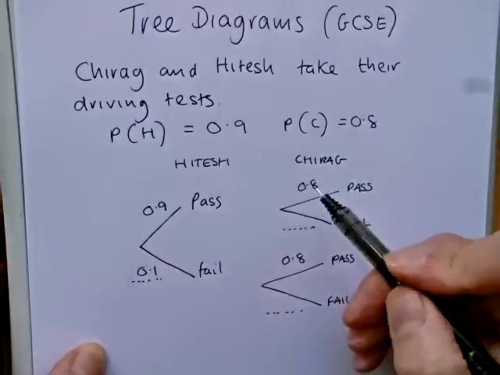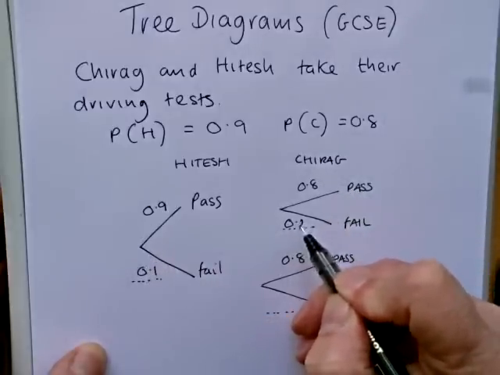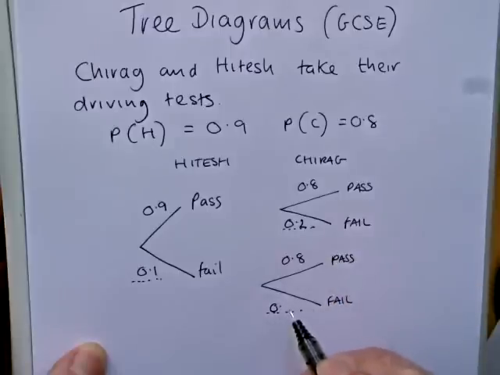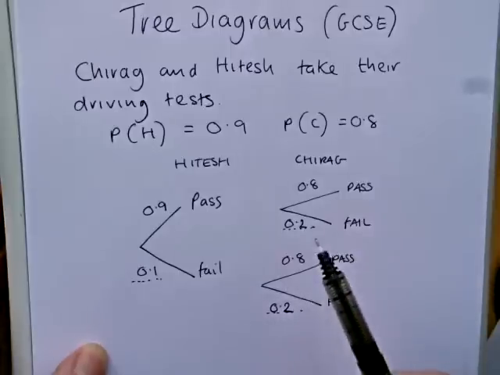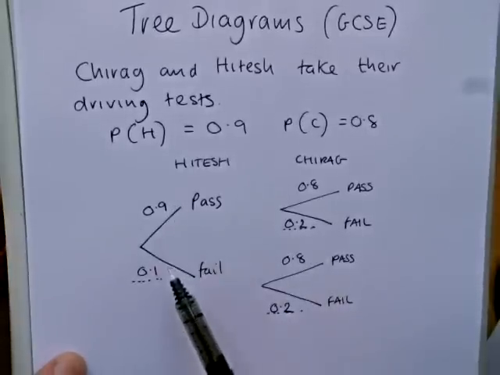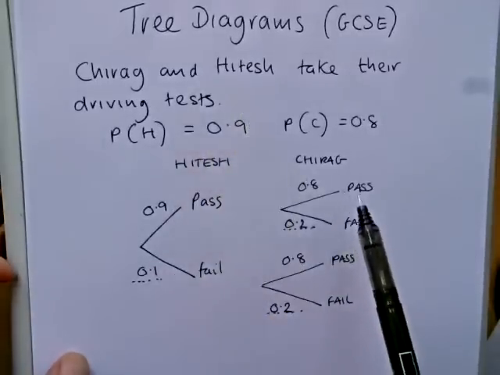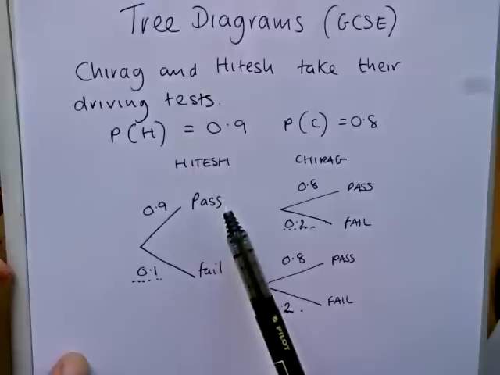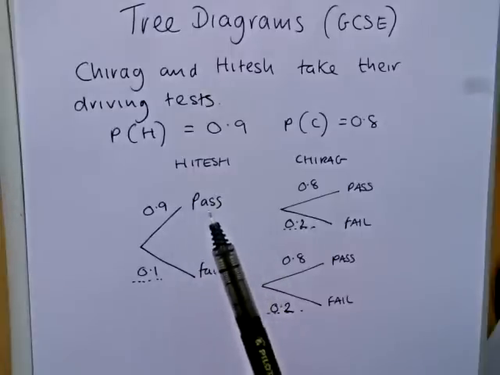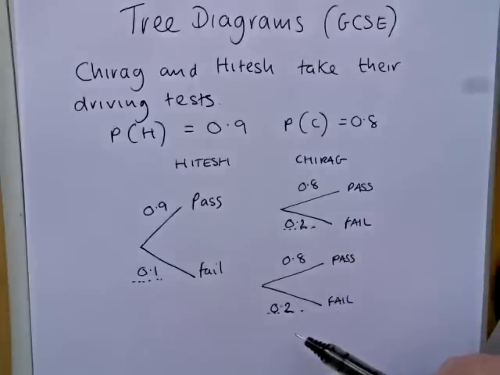And for exactly the same reasons, the probability that Shirek will fail will be 0.2, and we fill that in on both branches. And again, at GCSE, it's rare that we're ever given probabilities that depend on the previous probabilities. In this case, there's no information about Shirek's pass rate depending on Hitesh's pass rate. So we put in 0.8, 0.2 on both branches.